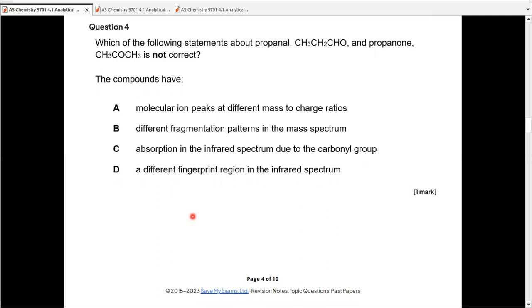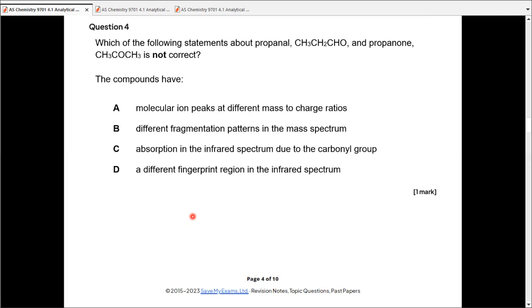B. No, not correct. B is not the answer. Actually, A. They both have different functional groups, so a different fragmentation pattern is something that should be a must. So B is actually correct, and B being correct will not be the right option, because the right option has to be an incorrect statement. So you're finally left with A, which leaves us A as an answer.